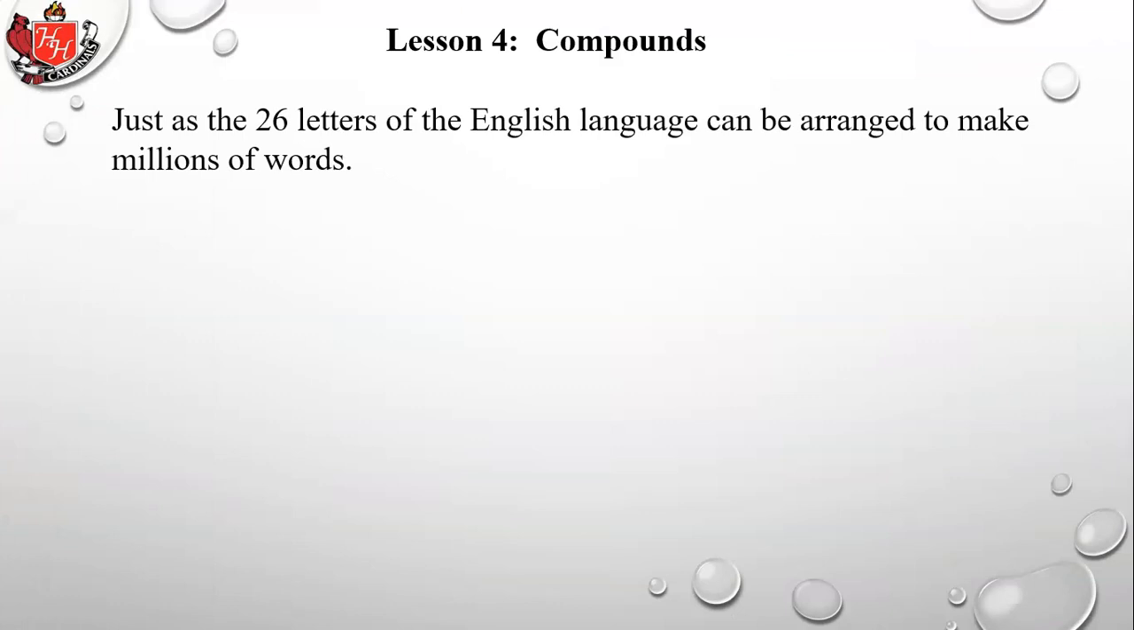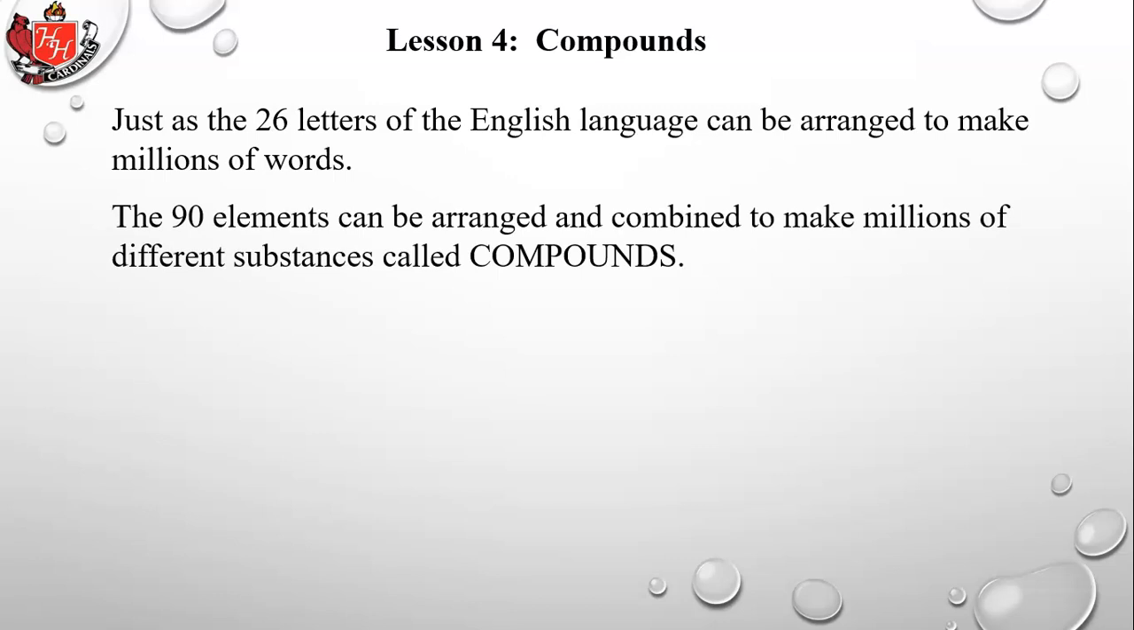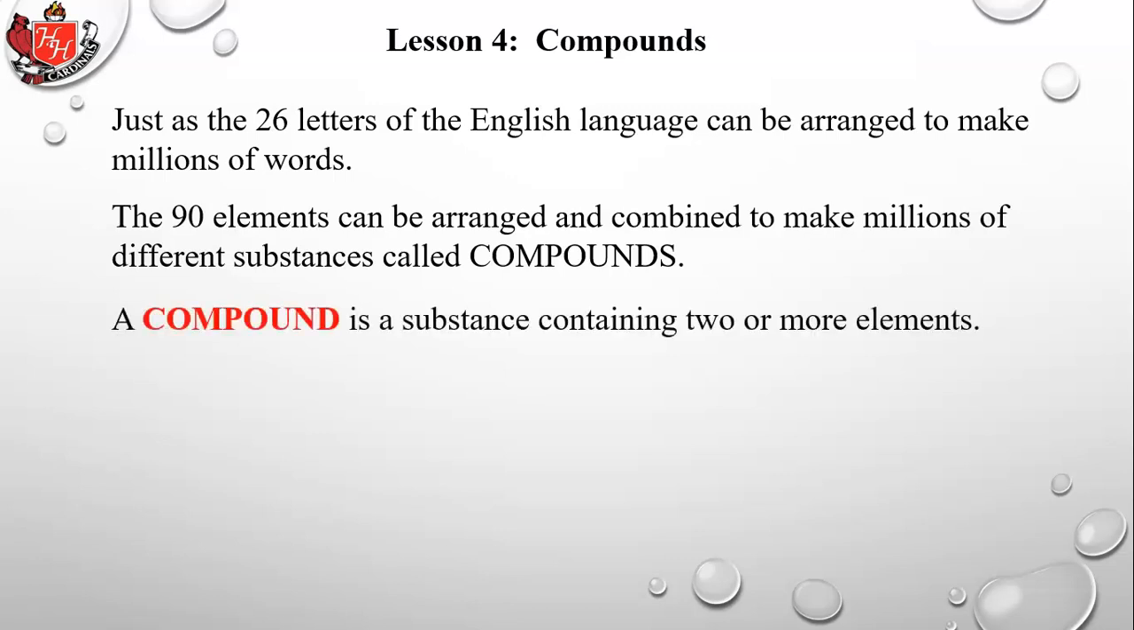So just as the 26 letters of the English language can be arranged to make millions of words, the 90 elements can be arranged and combined to make millions of different substances called compounds. A compound is a substance containing 2 or more elements. There are up to 50 million chemical substances, and I've actually read somewhere that there's billions in the universe.